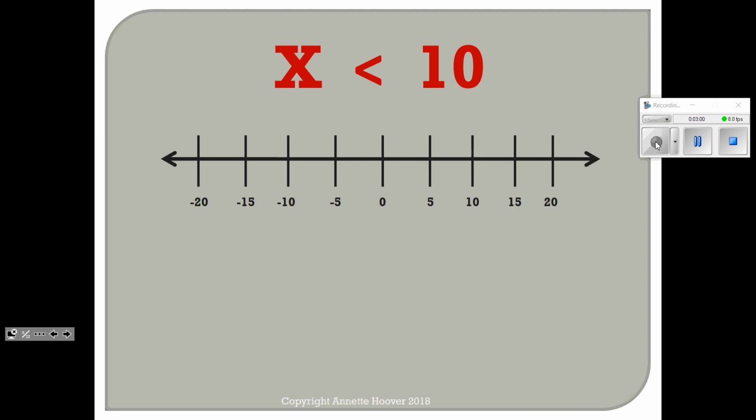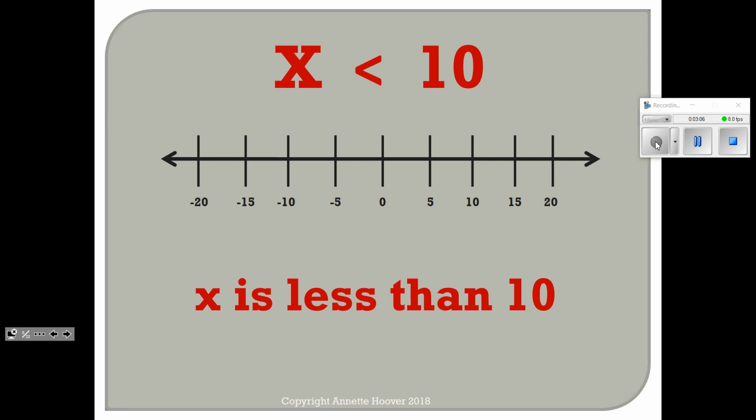How do you read this one? This one reads x is less than 10. So how would we graph that on a number line? Since it's not equal to 10, but it's all numbers less than that, we do something called an open dot or a circle dot. I use both terms synonymously. So open dot. That means it's not equal to 10, and then we have an arrow.